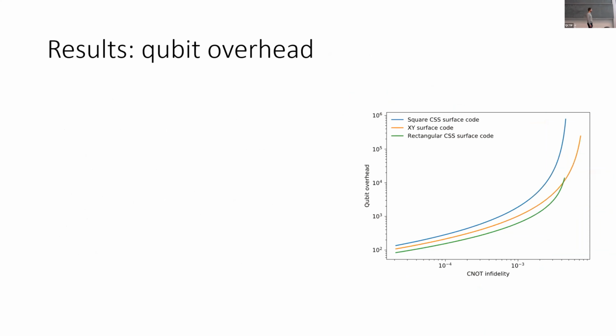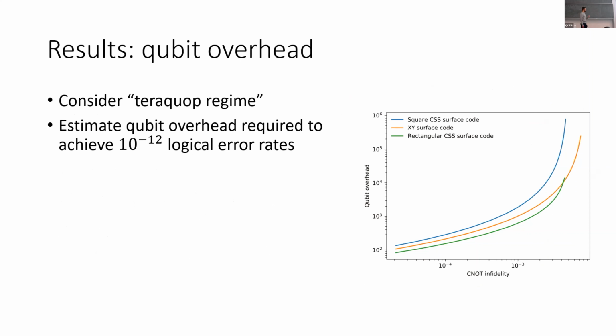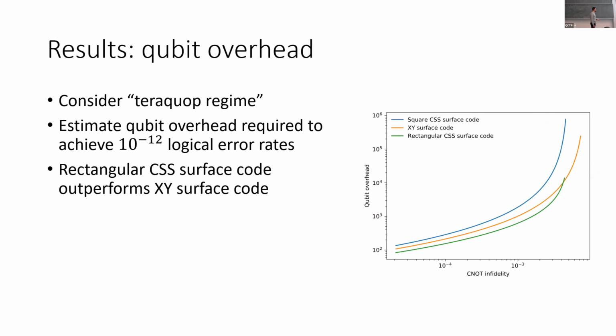So what about the qubit overhead? Taking this all together, we want to look at below threshold, what does better, the rectangular surface code or the XY surface code? And we consider this teraquop regime, which is to estimate the qubit overhead required to achieve 10 to the minus 12 logical error rates below threshold. And what we find is the rectangular CSS surface code, where you've optimized the aspect ratio, outperforms the XY surface code.